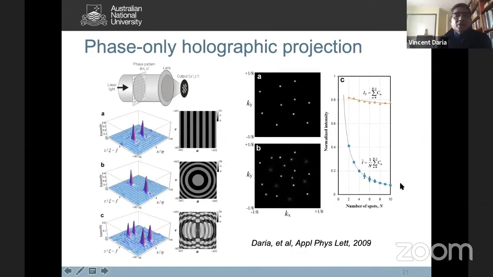given by this relationship here. So that's the basic principle, just conservation of energy, where the amount of power that you bring into the system is the same. But if you split the laser into multiple sources, then the power gets distributed to the number of spots.